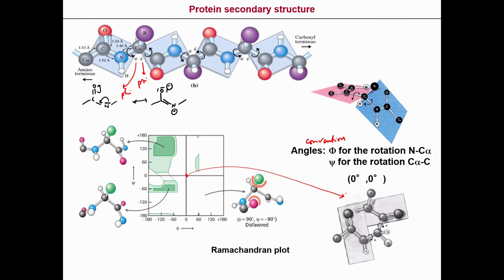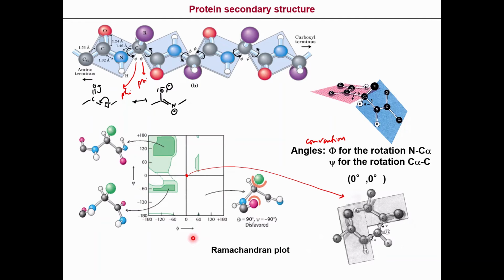Okay? So you can see this conformation is not allowed because you have steric constraint between the hydrogen and the oxygen. Okay, so the Ramachandran plot is the plot between phi and psi. And so it's all the phi and psi angles observed in proteins.